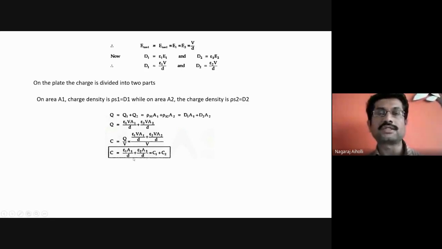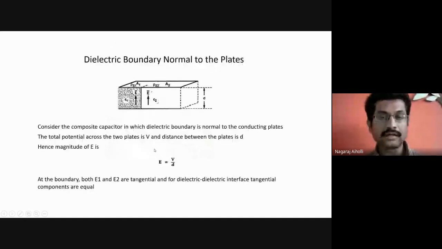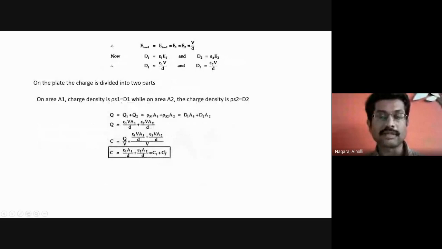What is epsilon A by D, students? What is the equation for C1 here? Epsilon 1 A1 by D is C1. Epsilon 2 A2 by D is C2. Hence I can write the final equation as C is equal to C1 plus C2. This is the total capacitance when the dielectric boundary is normal to the two conducting plates: C is equal to C1 plus C2.